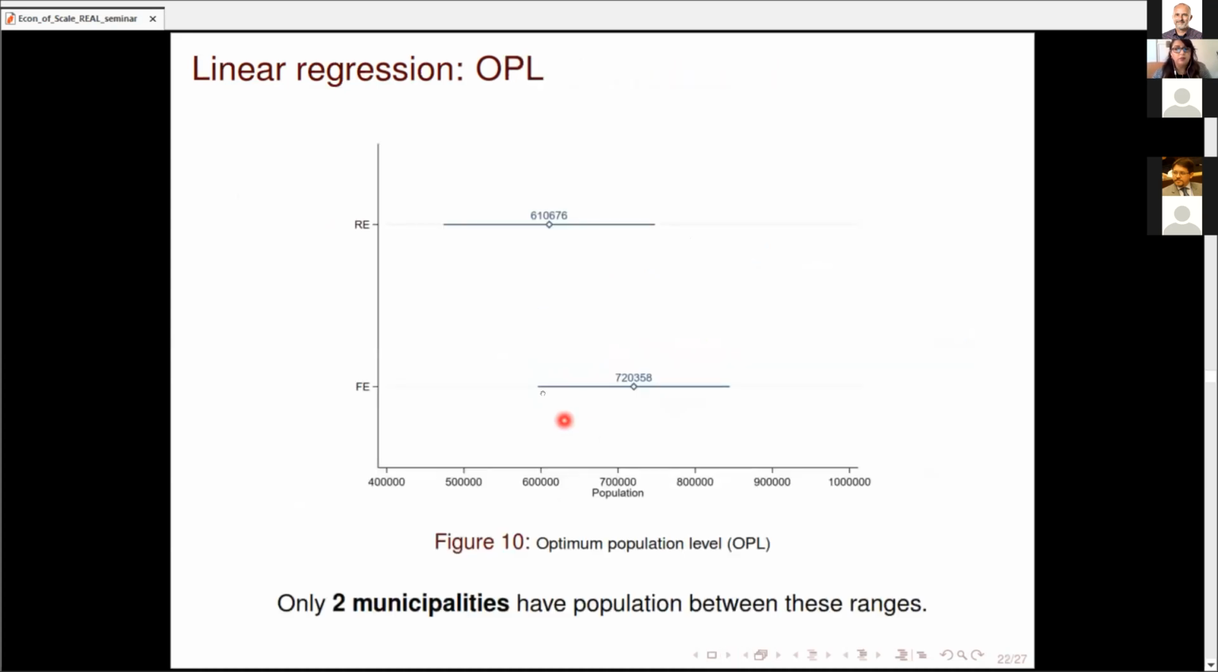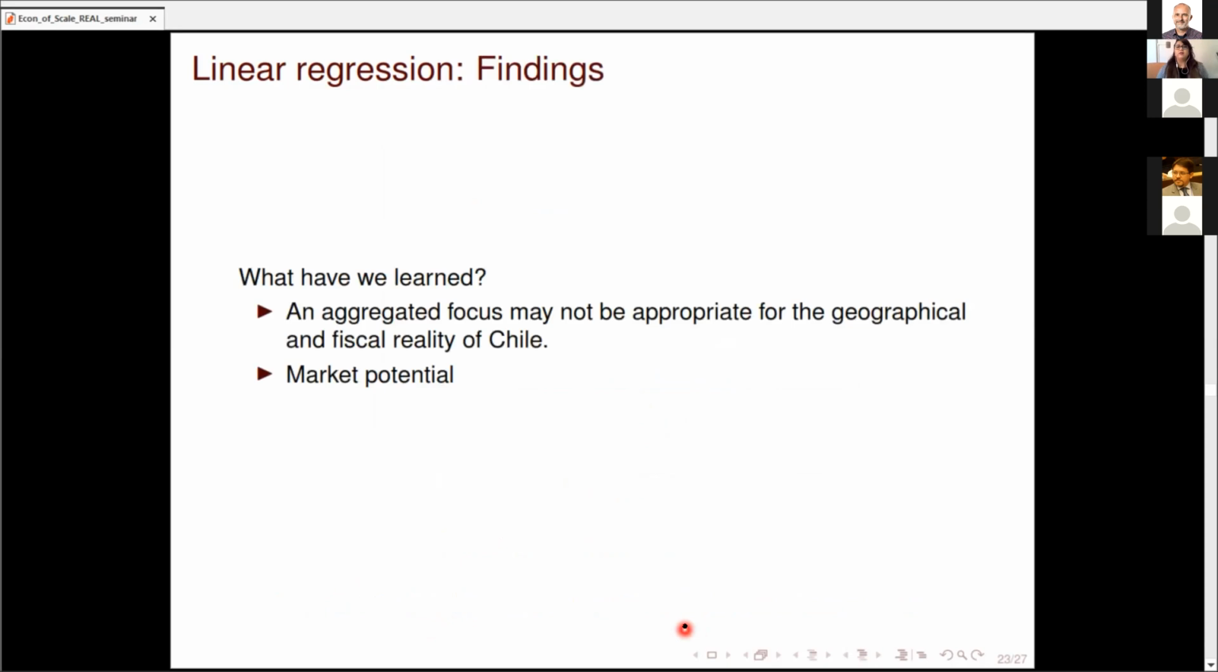So we found that the optimum population level varies if we use random effects or fixed effects, but on average, municipalities reach economies of scale at around 100,000 population. This is very, very high. In fact, only 2 municipalities have a population that falls within this interval. This gives us a little bit of insight that maybe an aggregated focus may not be appropriate for the geographical and fiscal reality of Chile.